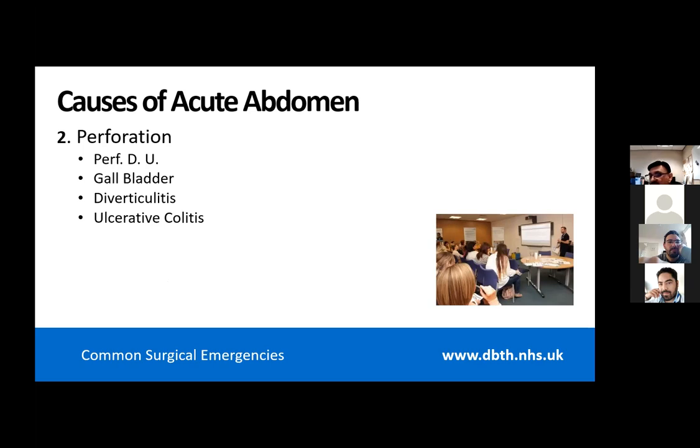The other causes of acute abdomen: perforation, like perforated duodenal ulcer, sometimes the gallbladder, if it's acutely inflamed, and empyema of the gallbladder where a stone is stuck in the neck of the gallbladder, and the gallbladder can be perforated, with the release of bile and pus, and can cause the acute abdomen. Diverticulitis, we come across every day, diverticular perforation after diverticulitis, ulcerative colitis, and other differentials which the patient can present with.